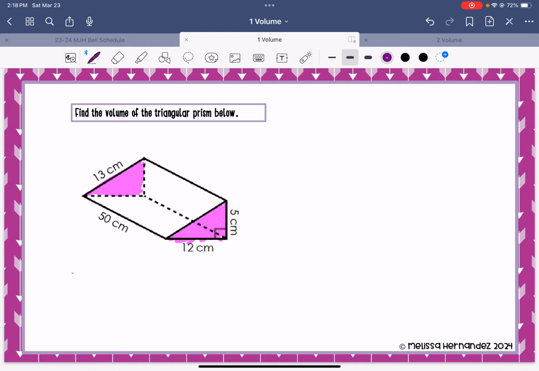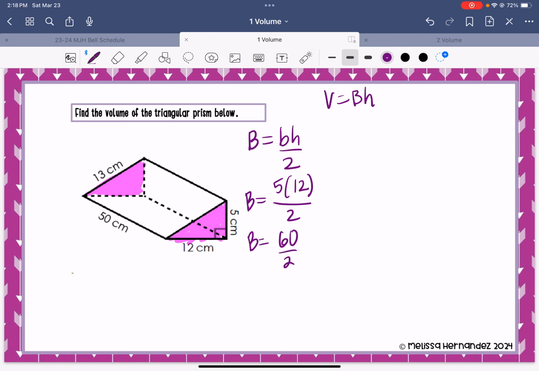The very first thing I like to do is write down my formula. Volume equals area of the base times height. I first have to find the area of the base, which is base times height divided by 2. And then, like I said, we don't use the longest side. It'll be 5 by 12, which will give us 60 over 2, which simplifies to 30 centimeters squared.